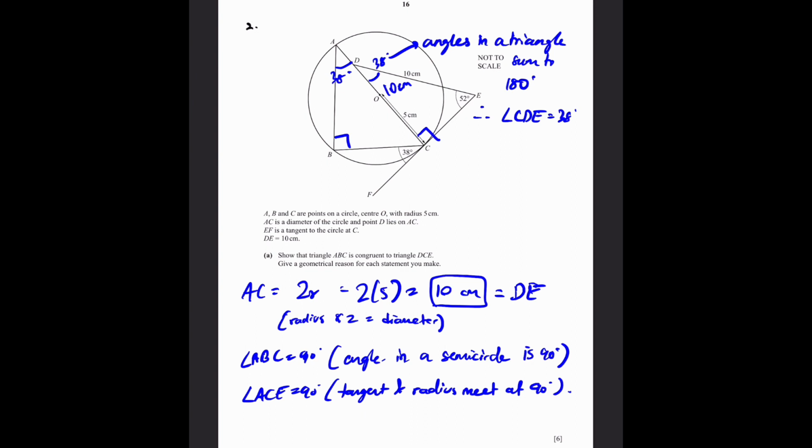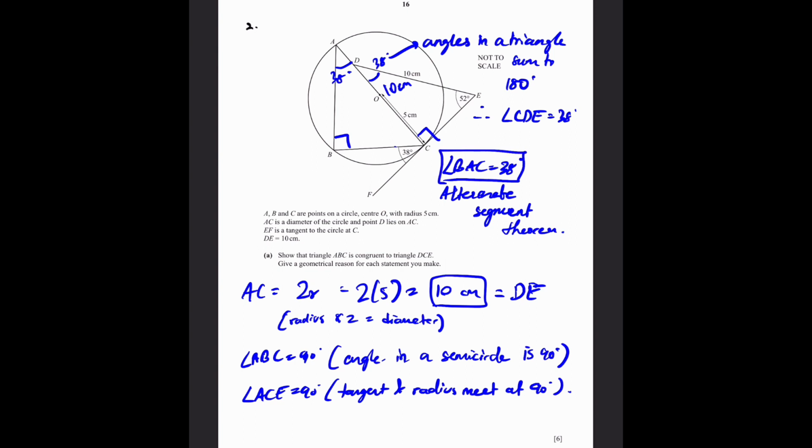So it's called the alternate segment theorem, and therefore we get angle BAC equals 38 degrees due to alternate segment theorem. Now, we have a lot of information.